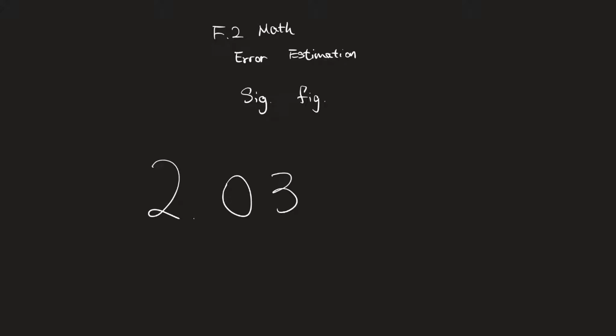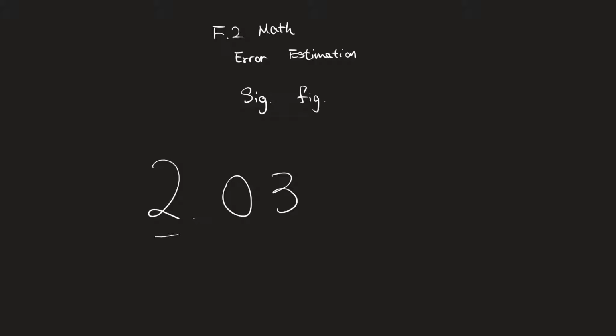This is for Form 2 math, okay, and I'm going to talk about something that we call the error and estimation. Okay, to begin with, I just want to make sure that you remember the meaning of a significant figure. Okay, so let's look at this one, 2.03.